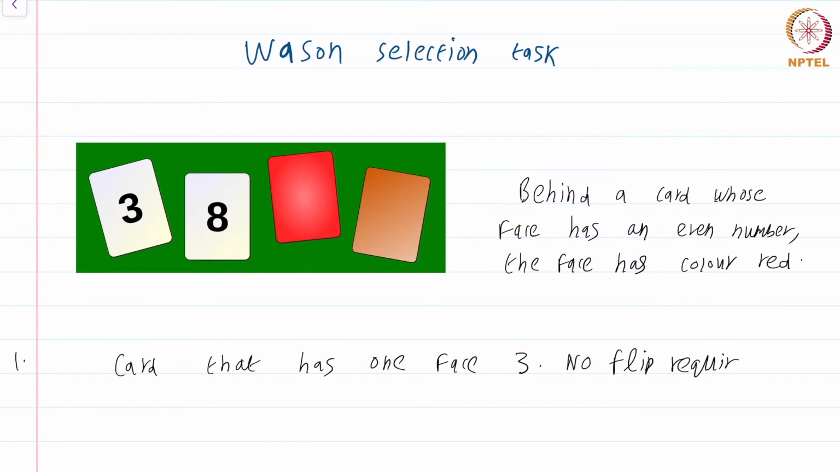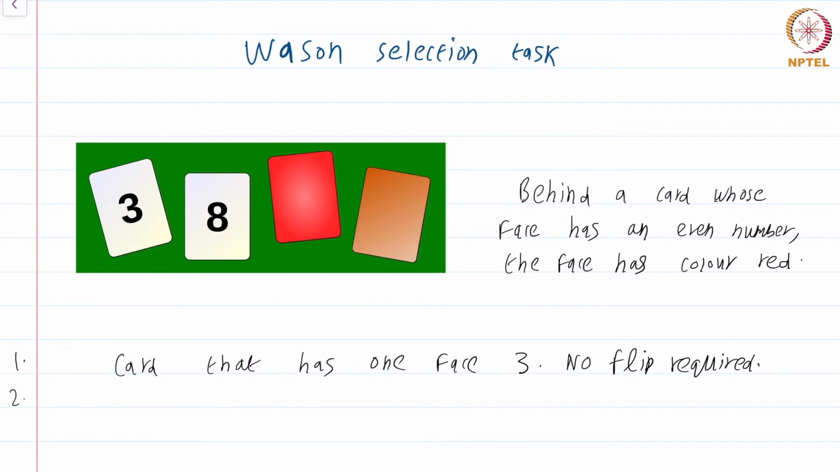Why is that? Because if you look at the statement, behind a card whose face has an even number, the face has color red. That means the assertion, the proposition is purely about those cards which have one face even number. The card that has face 3 is not an even number. 3 is not an even number. Therefore, it doesn't matter what color is opposite this face. It's completely irrelevant to the truth of the given proposition.